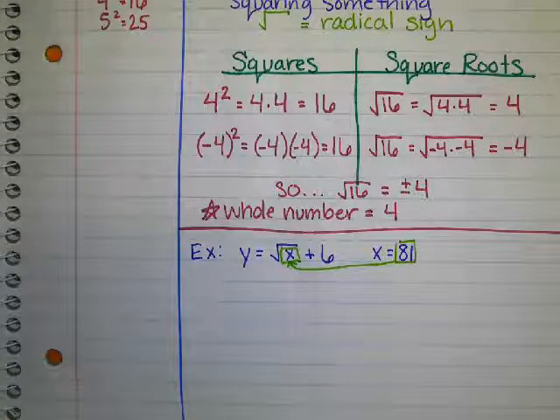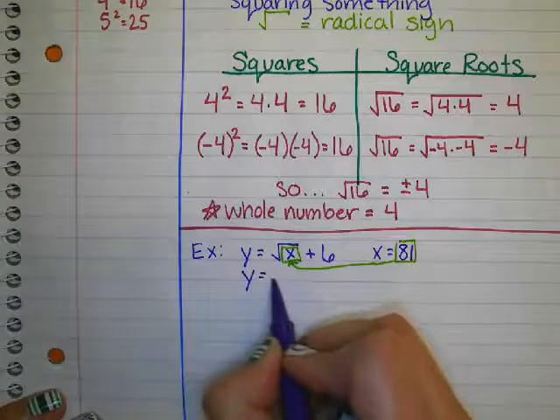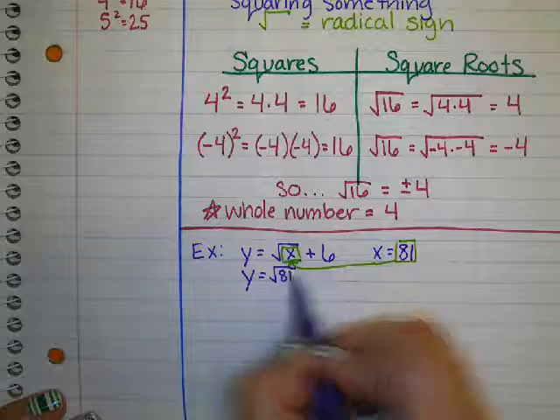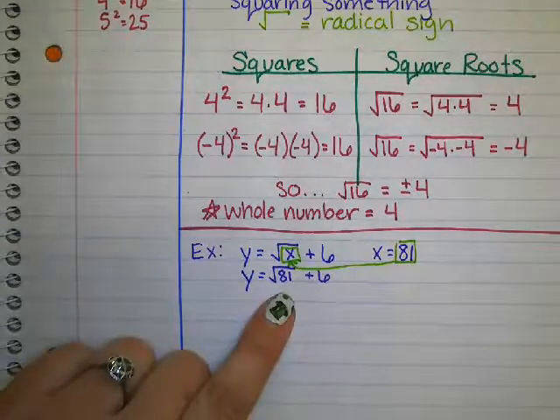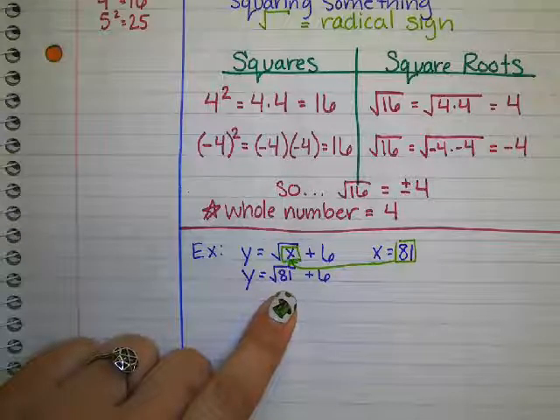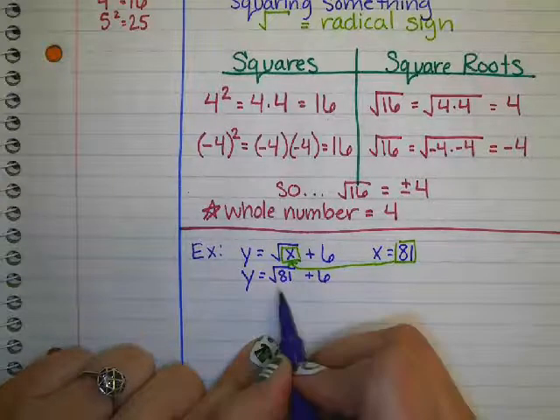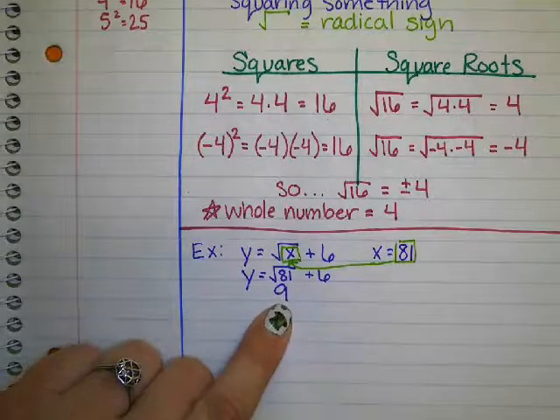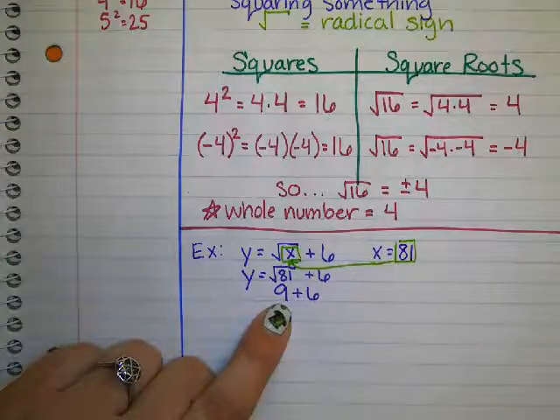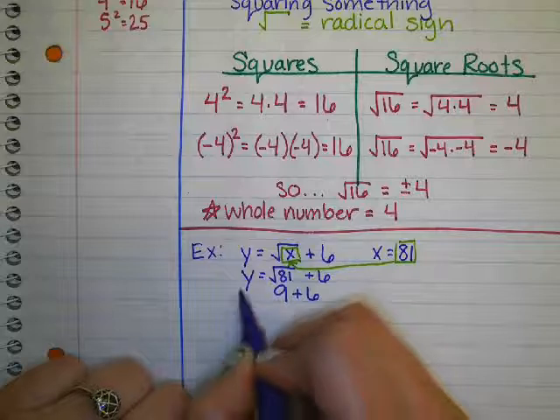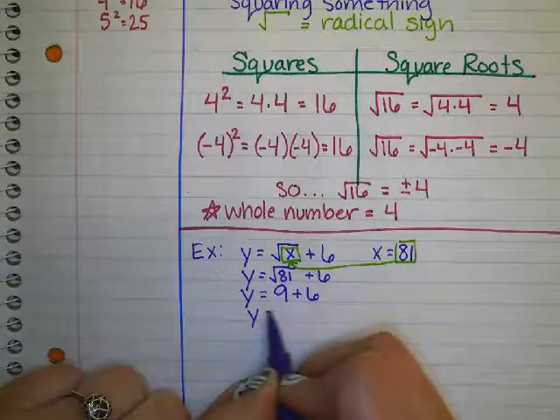So when I substitute it in, it becomes y equals the square root of 81 plus 6. Now you've been practicing, so you know that 9 times 9 is 81. So the square root of 81 is 9. We're going to use the positives today, plus 6. Okay, so y is equal to 9 plus 6. So y is equal to 15.